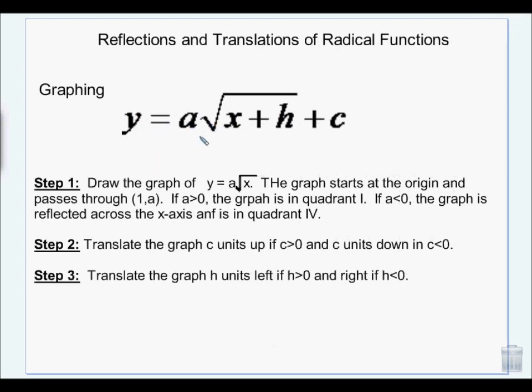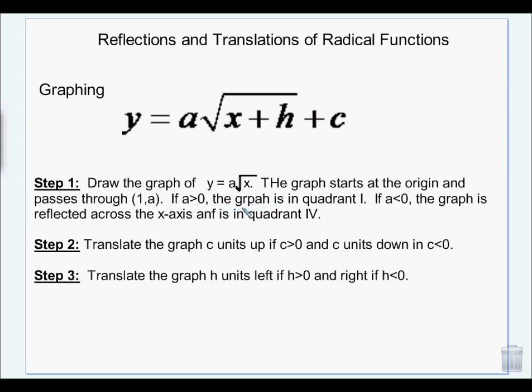So we have reflections and translations of radical functions, okay? If we draw the graph of y equals a times the square root of x, all right, that graph starts at the origin and passes through (1, a), right? Because our first x would be 1, and then we'd multiply 1 times a and we'd get a. Wow, I did not type well. This is the word graph.